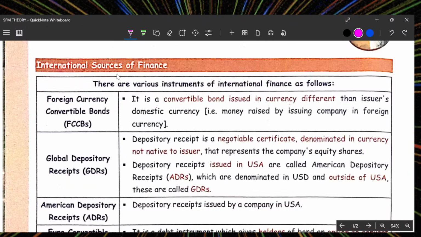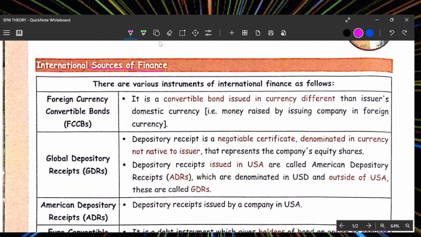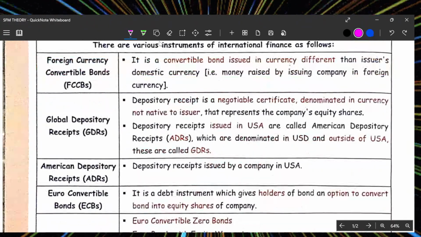International source of finance. What is the international source of finance? So I want to run a business. I'm not searching for an investor in India. I'm from outside, and I'm bringing money. That is an international source of funds.